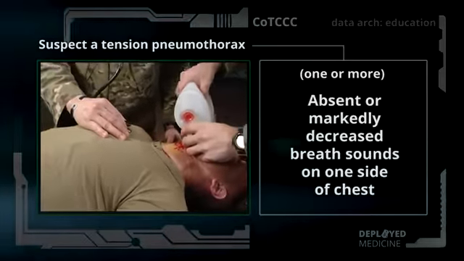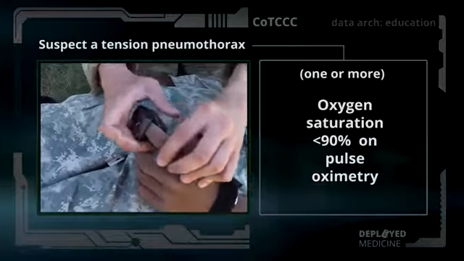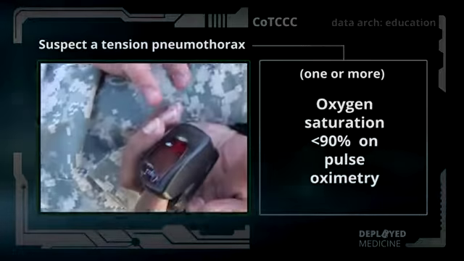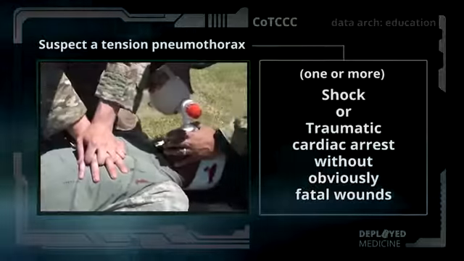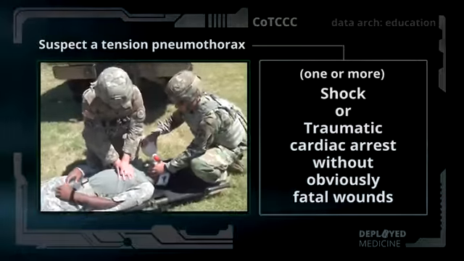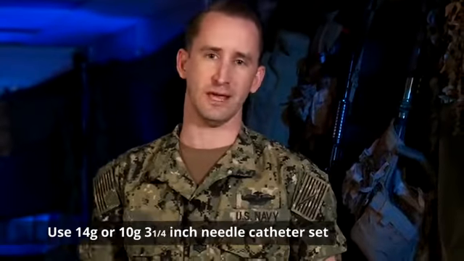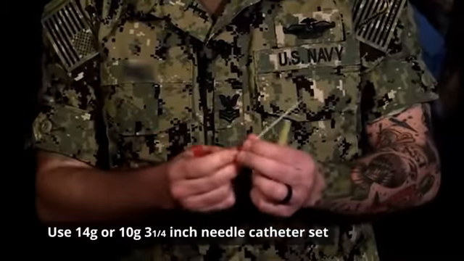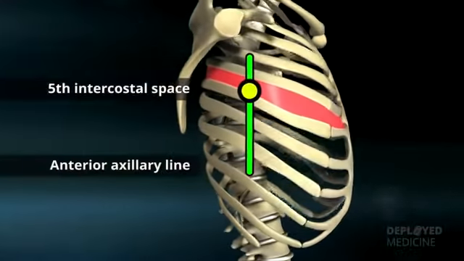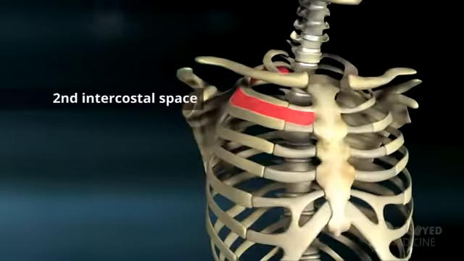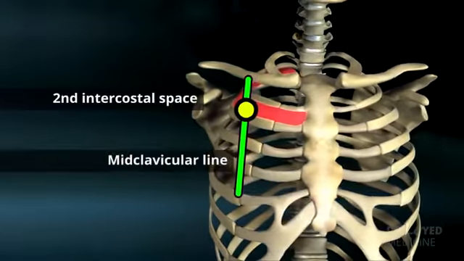on one side of the chest, hemoglobin oxygen saturation less than 90% on pulse oximetry, shock, or traumatic cardiac arrest without obviously fatal wounds. The needle chest decompression is performed using a 14 or 10 gauge 3¼ inch needle catheter. There are two acceptable sites for the needle chest decompression: the fifth intercostal space on the anterior axillary line or the second intercostal space at the midclavicular line.